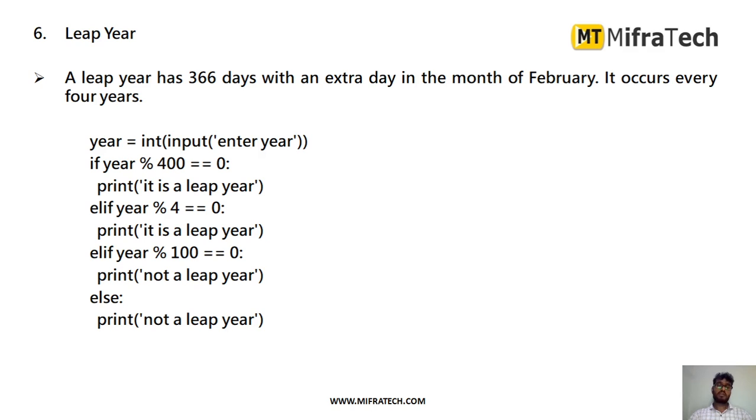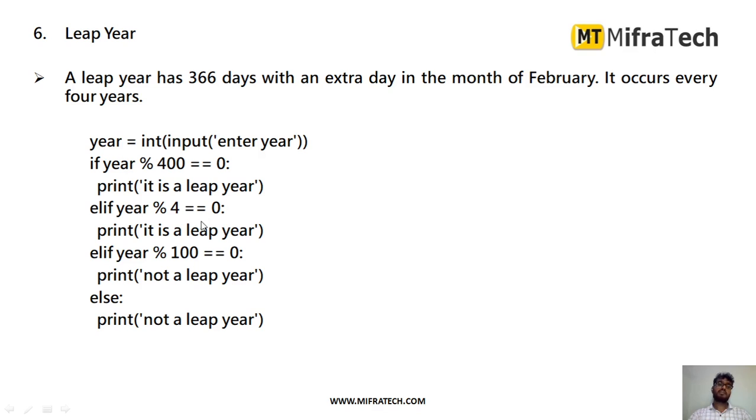To check whether a year is a leap year or not, we'll write a program in Python. Here initially I have taken year is equal to int of input. I am asking the user to enter the year, and I am storing it in the variable year. After that I am checking year modulus 400. To check whether it is a leap year, we have to check several conditions. First I divide the given year by 400. If my remainder is 0, it is a leap year. If this condition is not satisfied, I check one more condition, elif year modulus 4.